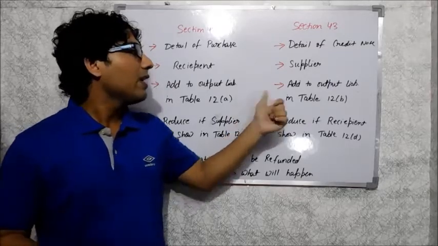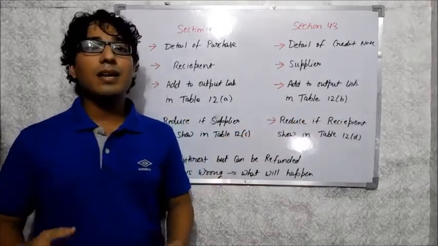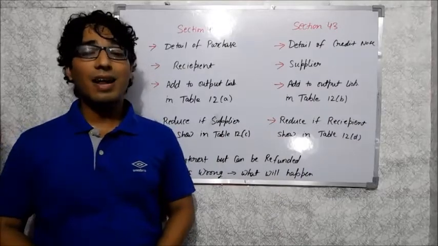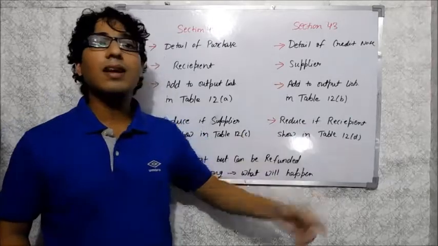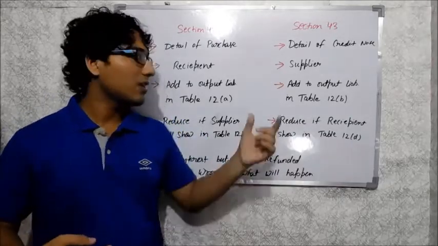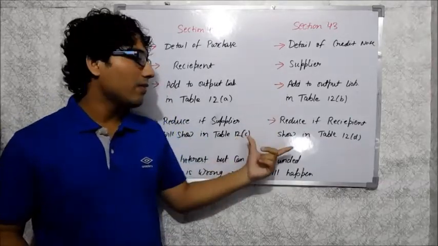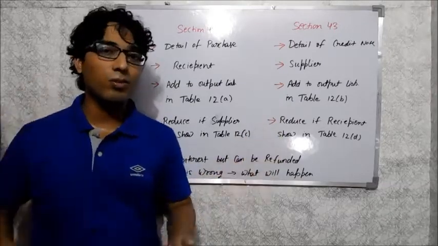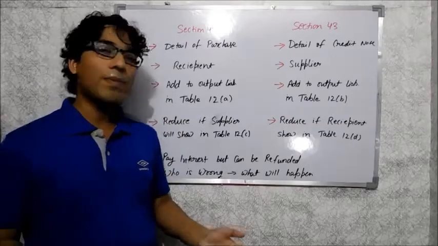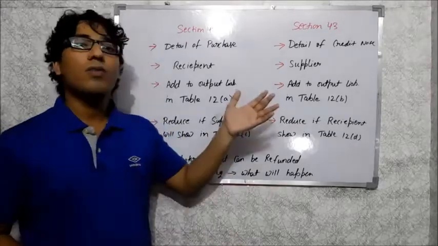Table number 12A, 12B is regarding the mismatching and increasing your output tax liability when the mismatching happens. Table number 12C, 12D is regarding the reversal of what the mistake has caused. So when the other party shows it, then the output tax liability will again be reduced. So that's how it's going to process. That is the complete chain of the mismatching.